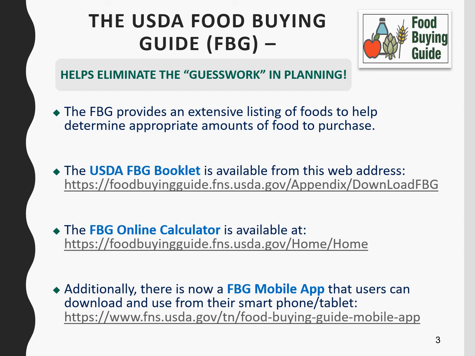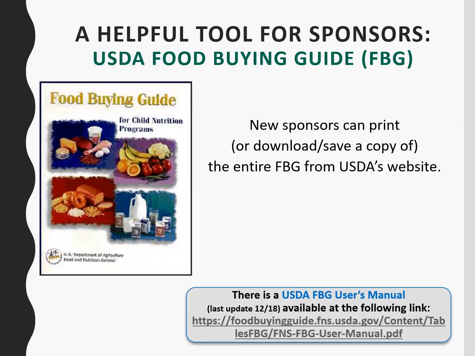The USDA Food Buying Guide helps eliminate the guesswork in planning your meal service. The Food Buying Guide provides an extensive listing of foods to help determine appropriate amounts of foods to purchase. You can find the USDA Food Buying Guide booklet at the web address below. USDA also offers a Food Buying Guide online calculator as well as a mobile app that users can download and use from their smartphone or tablet. New sponsors can print or download and save a copy of the entire Food Buying Guide from USDA's website.